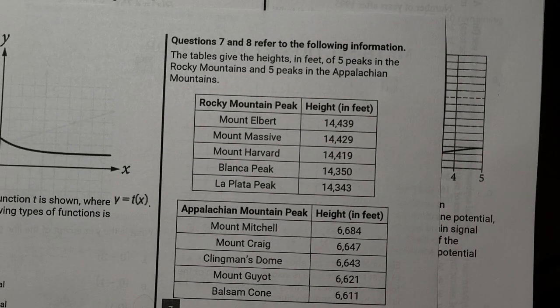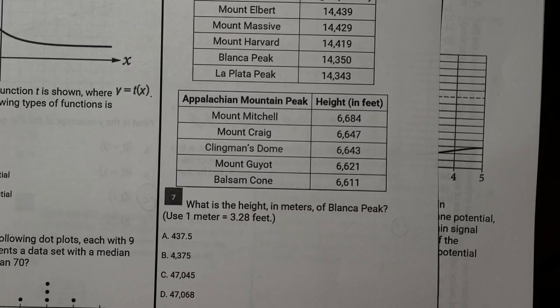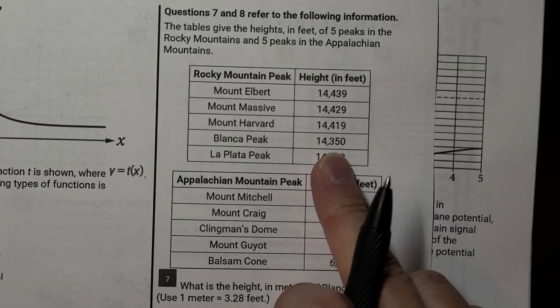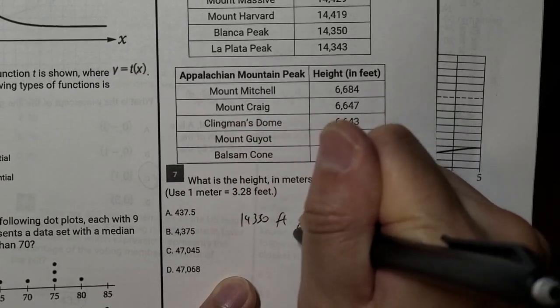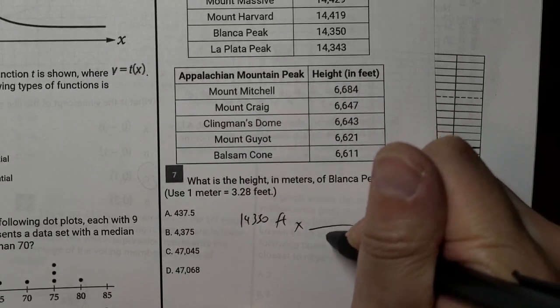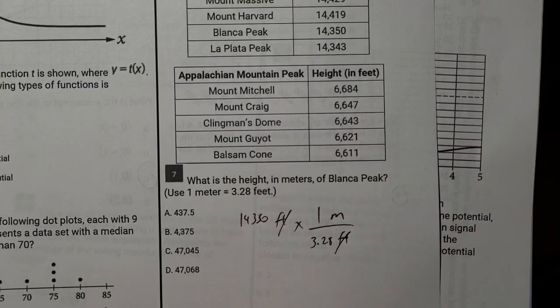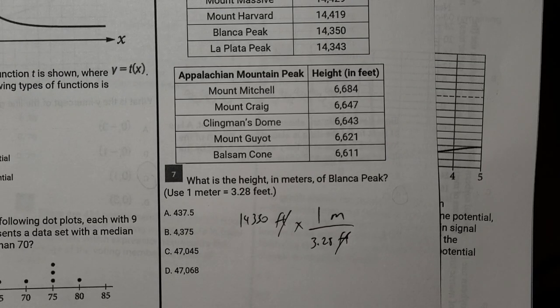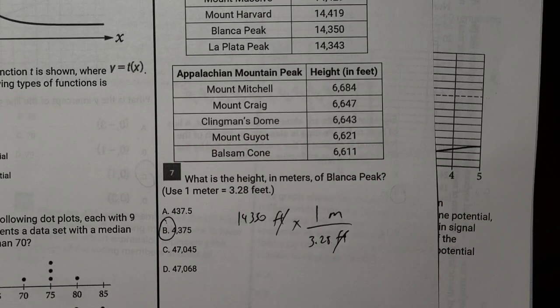Table gives the heights in feet of 5 peaks in the Rocky Mountains and 5 peaks in the Appalachian Mountains. What is the height in meters of Blanca Peak? Use 1 meter equals 3.28 feet. So with that peak, 14,350, that's feet. And let's use the unit analysis method. It'll be 3.28 feet in 1 meter. So the feet would cancel. So it's 14,350 divided by 3.28, which is 4,375. You need a calculator for that.